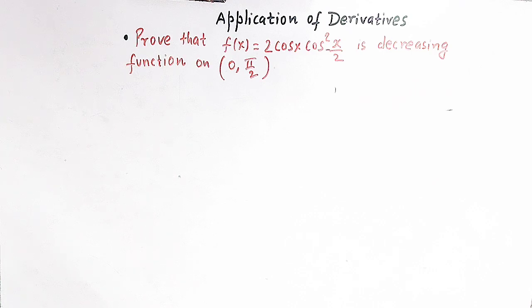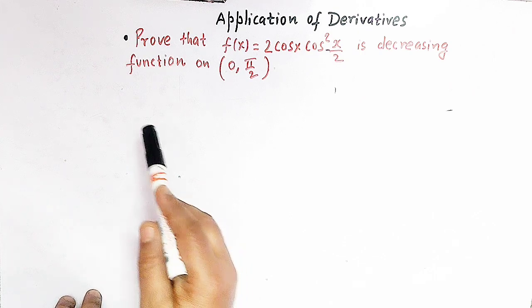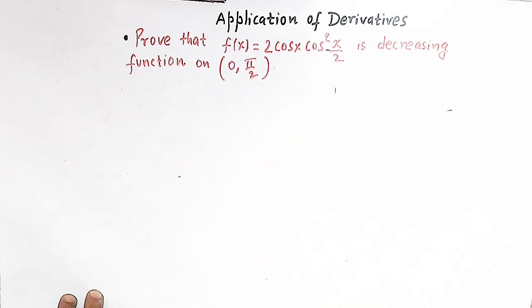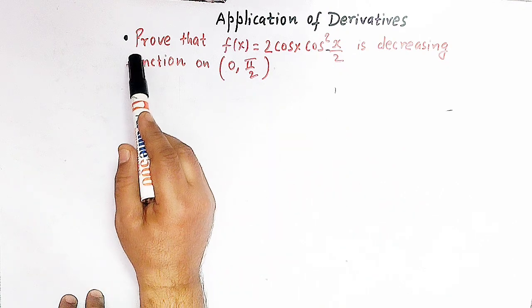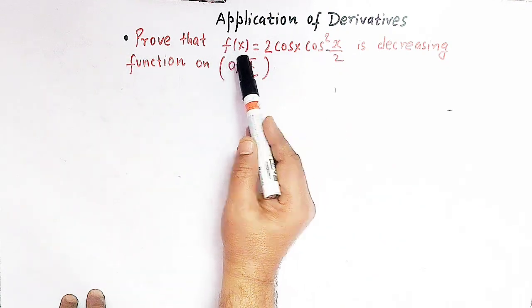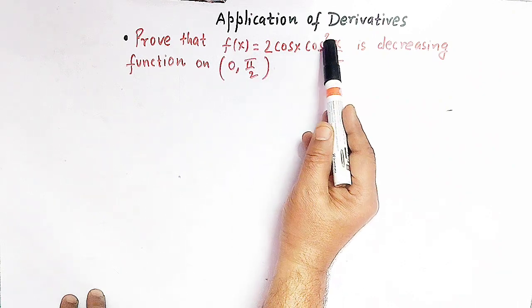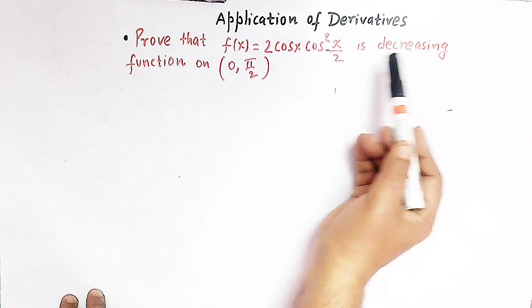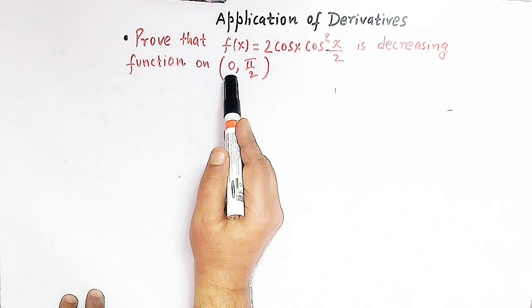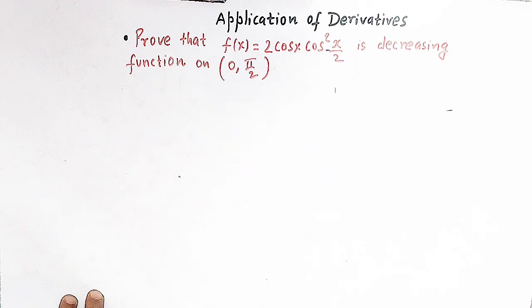Hello viewers, in today's session we are going to discuss another important problem from application of derivatives, and here we are going to take up an important problem from the concept of increasing and decreasing functions. So here we have to prove that this function f of x, that is 2 times cos x and here cos square x over 2, is a decreasing function on this interval, that is 0 to pi by 2.